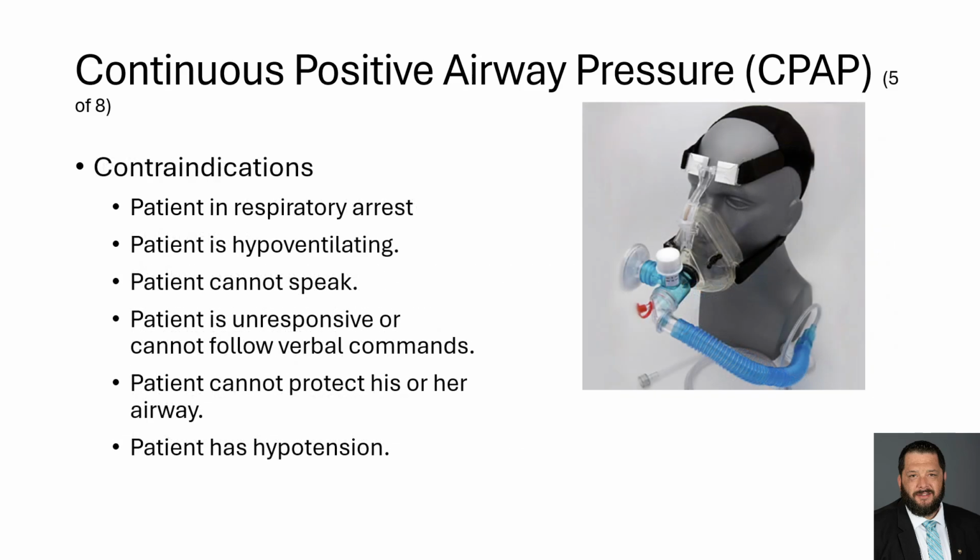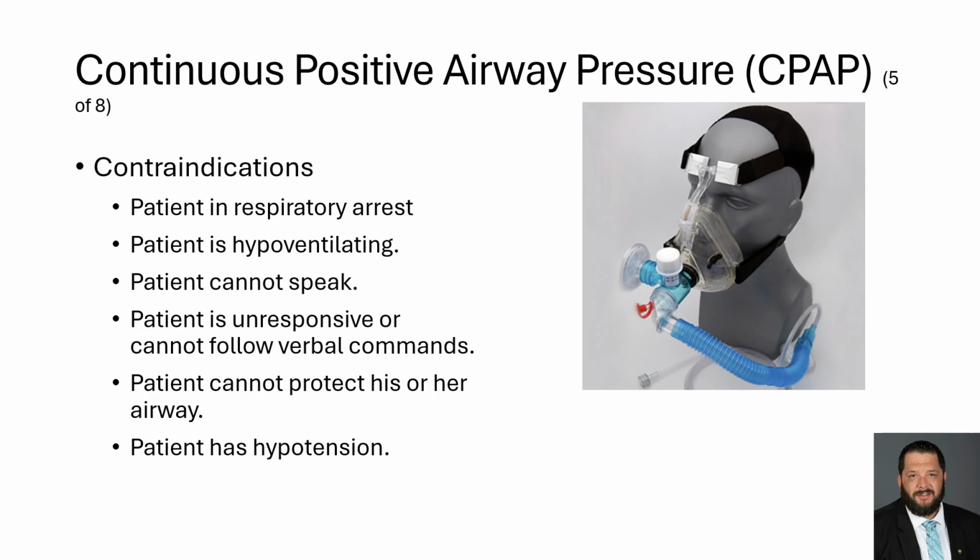The list of contraindications are long, but as stated earlier, are very important to keep in mind. Patients who are in respiratory arrest, CPAP is contraindicated. The patient has to be able to breathe on their own to ensure the effectiveness of CPAP, and it will not artificially ventilate a patient who is not able to ventilate on their own. Similarly, a patient who is hypoventilating would not be a candidate for CPAP. Rather, you should assist ventilations with a bag valve mask. A patient who is unresponsive, cannot speak, or unable to follow verbal commands should also not be placed on CPAP.